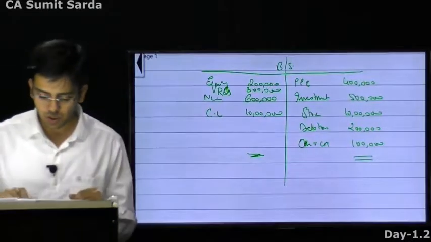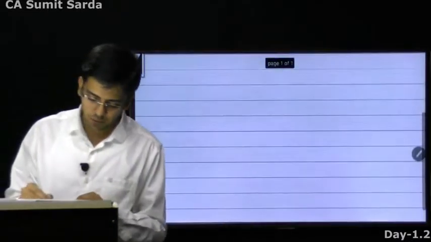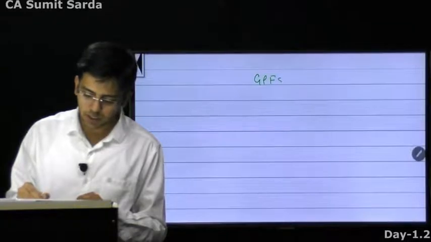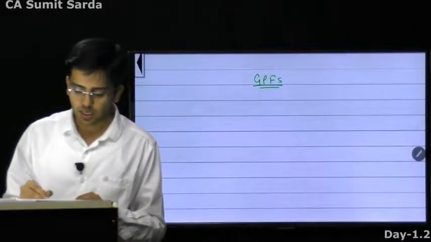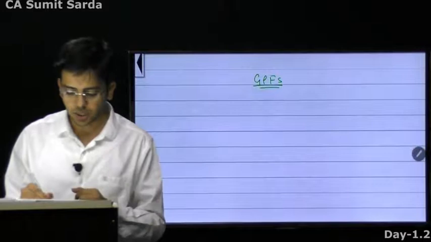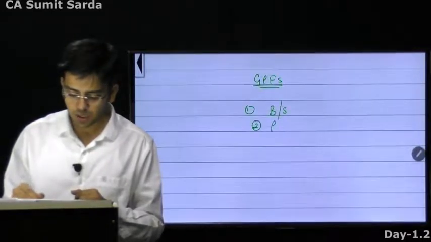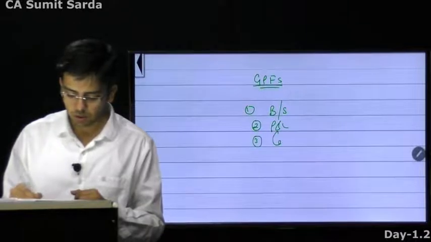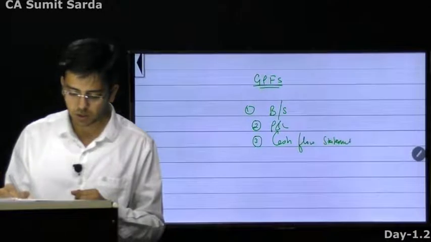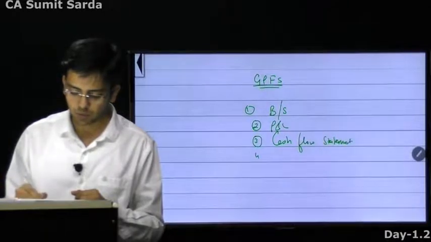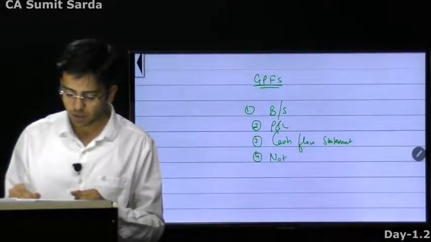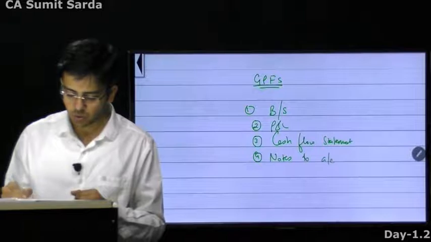So where do you show these disclosures? Firstly, there are general purpose financial statements, as we had discussed, on which the accounting standards are required to be implemented. The first is the balance sheet. The second is the profit and loss account. The third is the cash flow statement, for those to whom it is mandatory to prepare one, and there is something called notes to accounts.